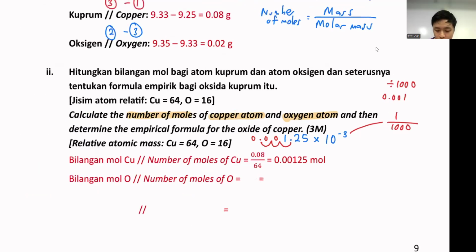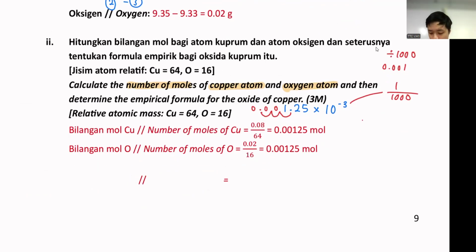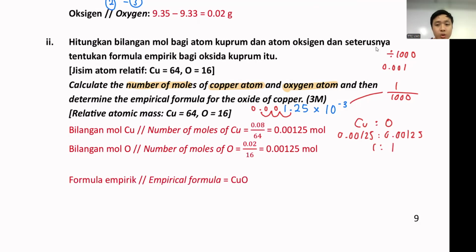Same thing for O: 0.02 gram divided by 16. You also get the same amount. It means the ratio of Cu to O, as you can see, is 1 to 1, right? So that's why the empirical formula is CuO.